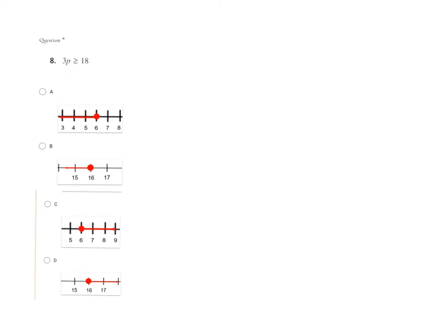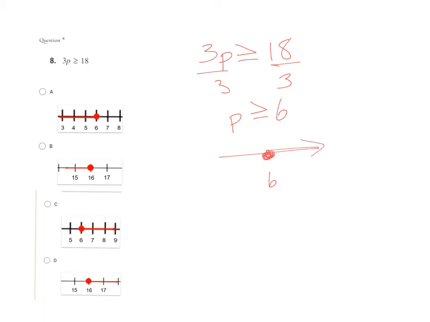Number 8. This one was actually screwed up on the quiz, so it has been replaced, and it did not count against you on the quiz. So I'm just going to solve it real quick, because I did change these answers. 3p is greater than or equal to 18. You would divide by 3 on both sides. That would give you p is greater than or equal to 6. So that would be a closed circle at 6 going to the right. So that would be C.